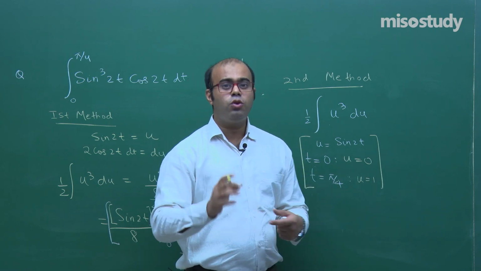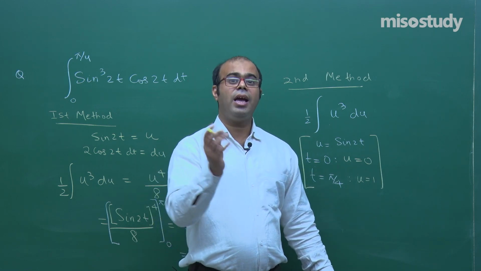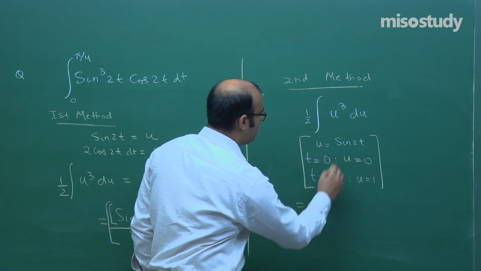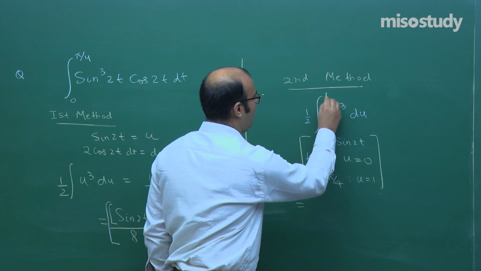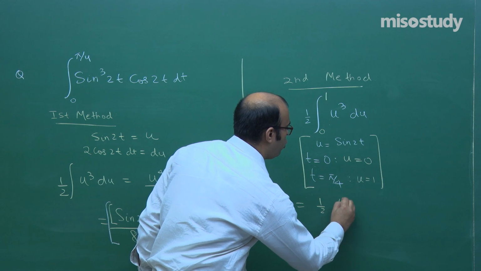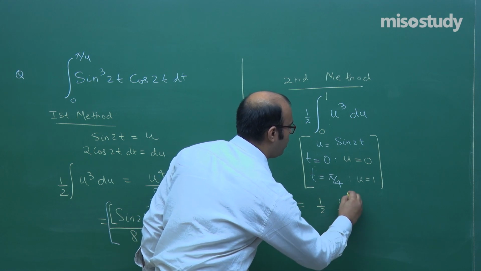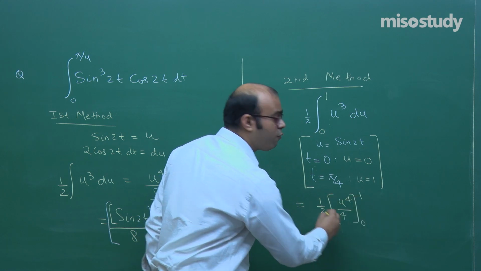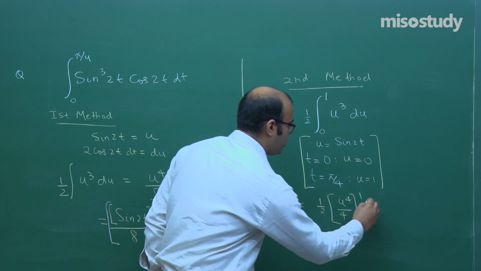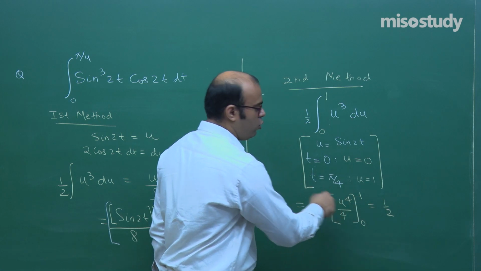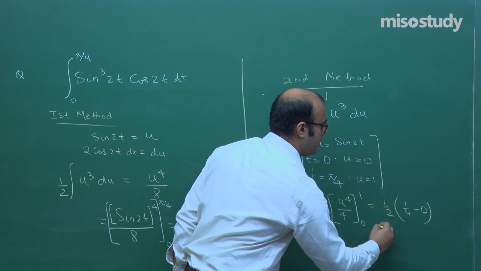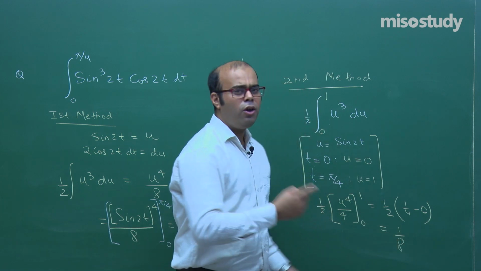So in that case we don't have to worry later on that we have to back substitute it. Here we have substituted, this is integral from 0 to 1 now, instead of 0 to pi by 4. This will become 1 by 2 u to the power 4 by 4, from 0 to 1. Now we don't have to back substitute u as sine 2t because we have changed the limit. So this will become 1 by 2, put the value of u as 1, so it will be 1 by 4 minus 0, that will be 1 by 8. This will be your answer.